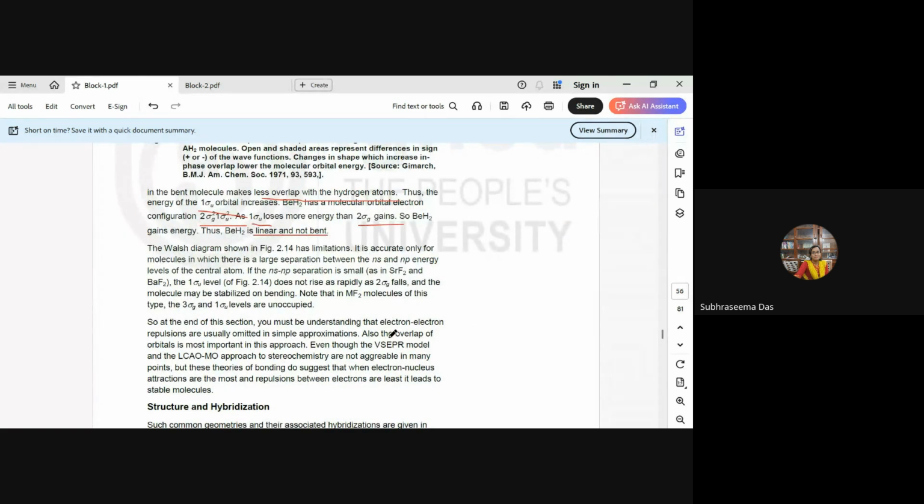But there are certain limitations for this Walsh diagram. It is accurate only for molecules in which there is a large separation between the ns and np energy levels. If the ns-np separation is very small, then the 1 sigma u level does not rise as rapidly as the 2 sigma g falls, and thus the molecule may not be stabilized on bending.